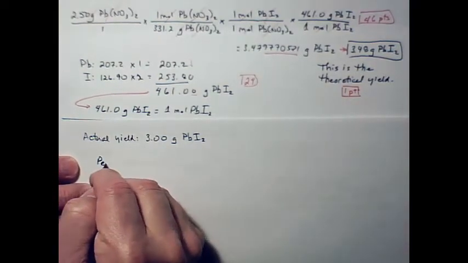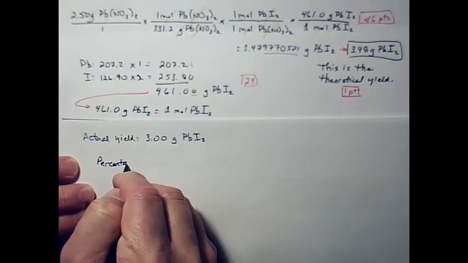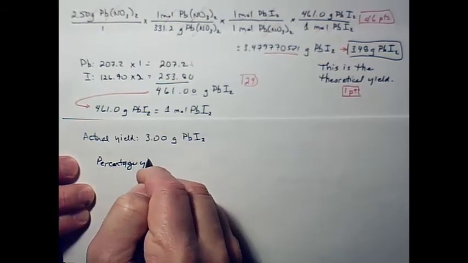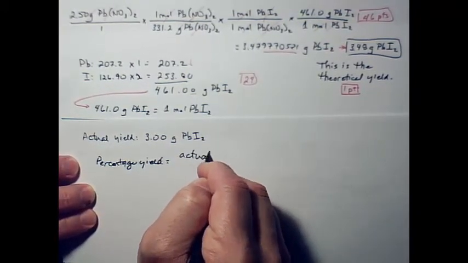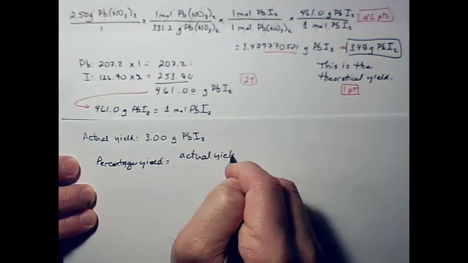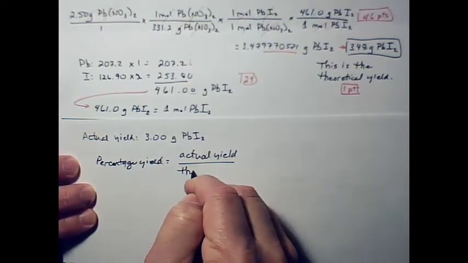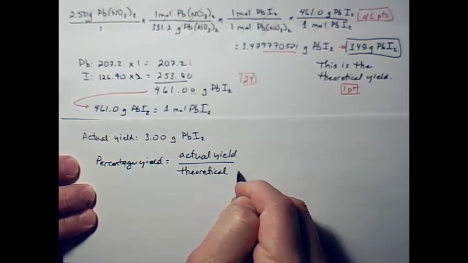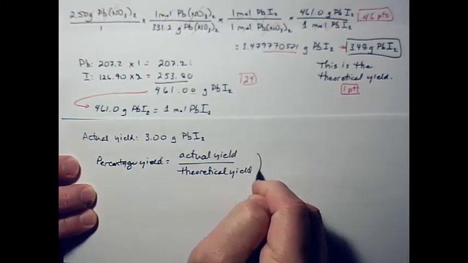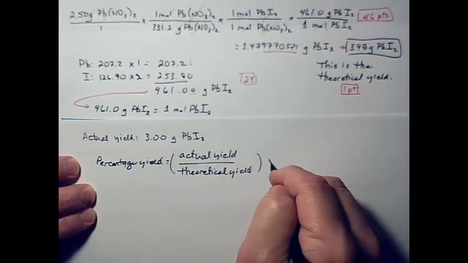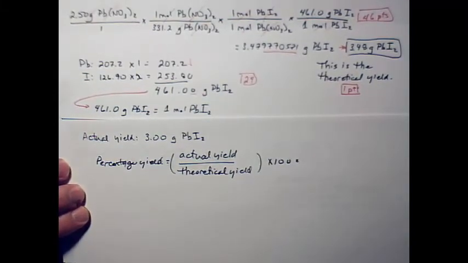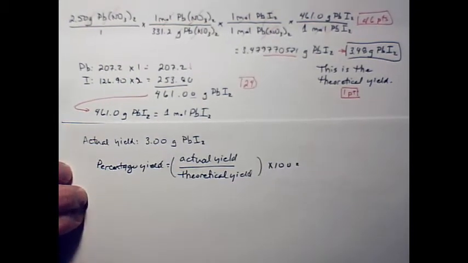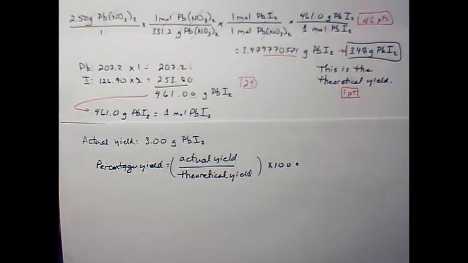Percentage yield is actual yield over the theoretical yield. And all of that done first and then multiplied by 100 to get a percent. Okay? Does that make sense? So percentage yield is just the actual yield divided by the theoretical yield multiplied by 100.